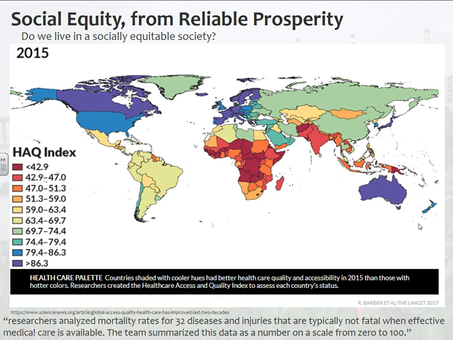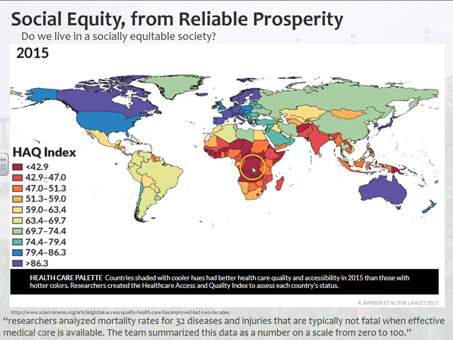This is a chart that indicates what's called a healthcare access and quality index. These researchers looked at mortality rates for 32 diseases and injuries that are usually not fatal with effective medical care. So basically, these are preventable deaths, right? So you have, I don't know, dysentery, diarrhea, whatever, maybe the flu, where if you don't have medical treatment, it can be very fatal.